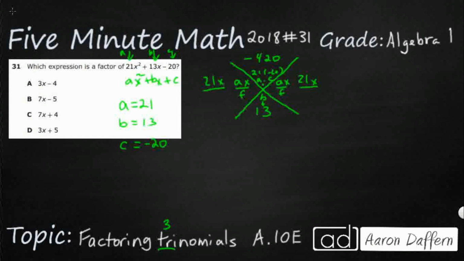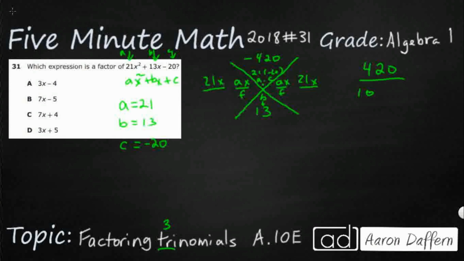So the fact that it's negative 420, but it's a positive 13, lets me know that one of them is going to be positive, one of them is going to be negative. That's going to have to be the case if we're going to multiply to get a negative. Now, I'm not sure about you, but I don't know all the factors of 420. I'm not going to start with 1 and 420 and 2 and 210, because they need to be 13 apart is what they need to be.